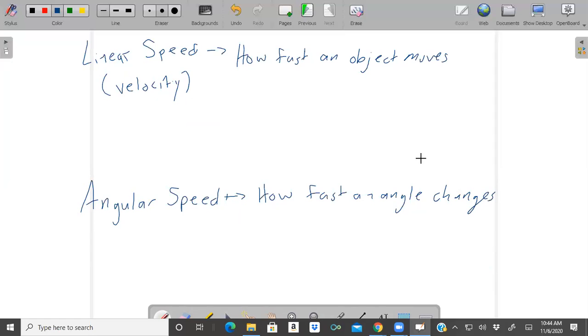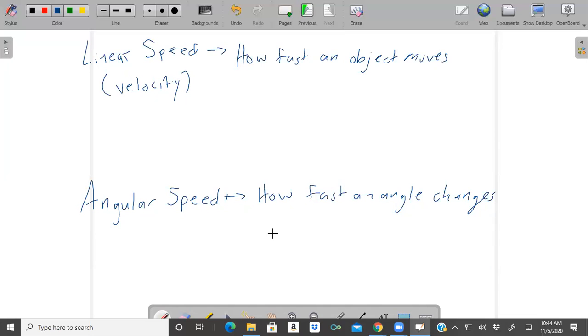So one thing to think about with this is that angular speed is talking about things like RPMs. It's talking about when things move and rotate, and how fast the tire can rotate. Basically, we talk about how fast something rotates, like RPMs, how fast the tire rotates. That's the most common application of this. So angular speed is how fast something rotates.